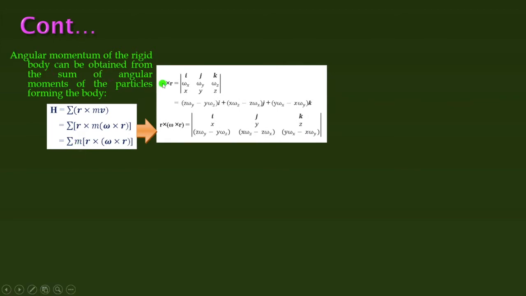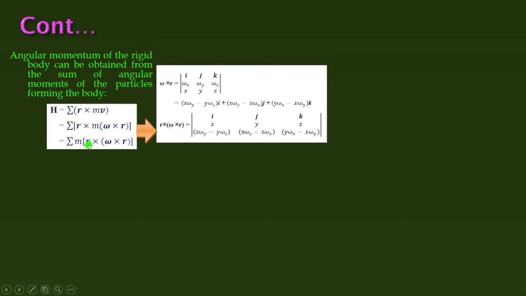As omega cross r is the cross product, and we have written that omega equals omega x i plus omega y j plus omega z k, and r equals x i plus y j plus z k. So substitute here and go through the cross product, and we get this equation. Again, this is equal to omega cross r.